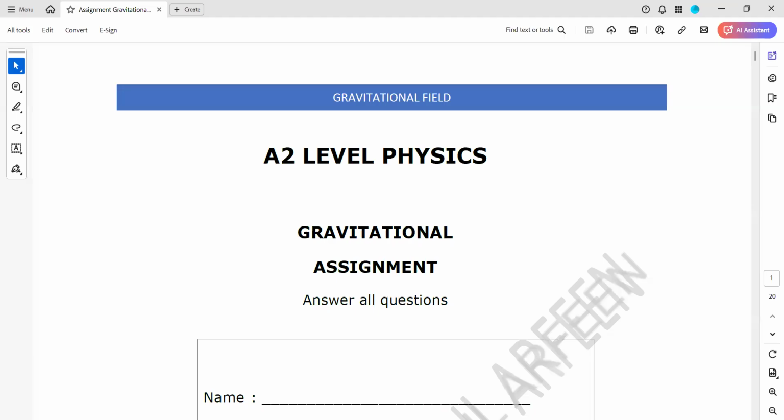This exercise is related to gravitational field strength and Newton's law of gravitation.